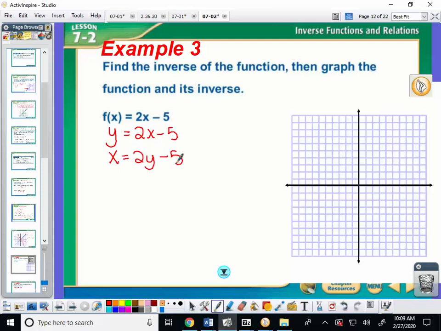Step 3? Solve for y. How would you solve for y? Add 5. So I have x plus 5 equals 2y. Then we can divide by 2.